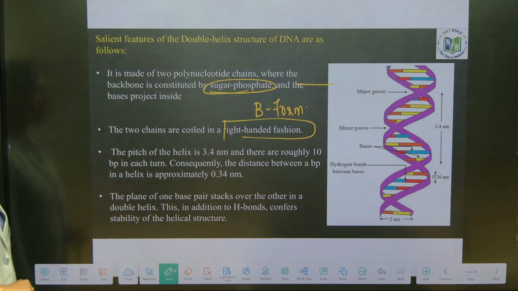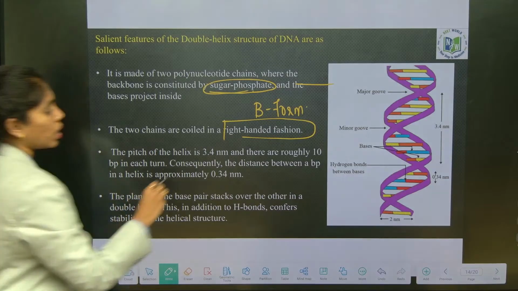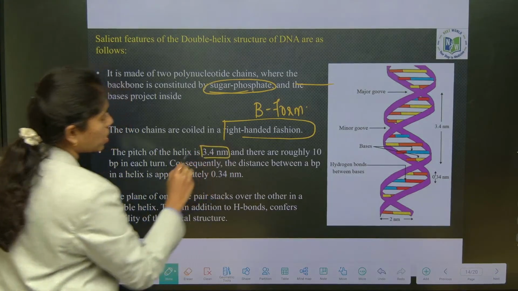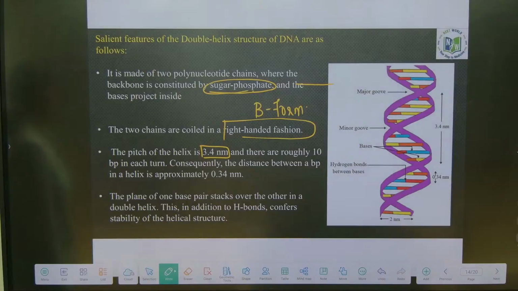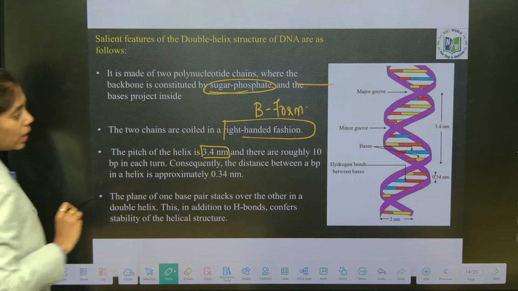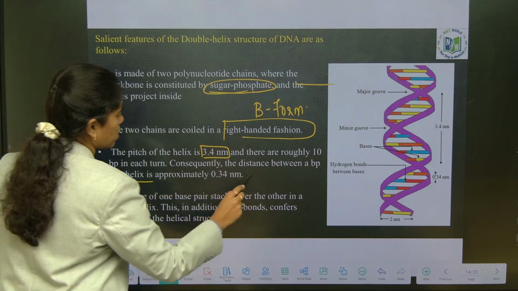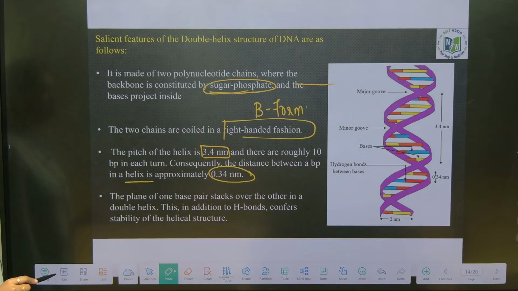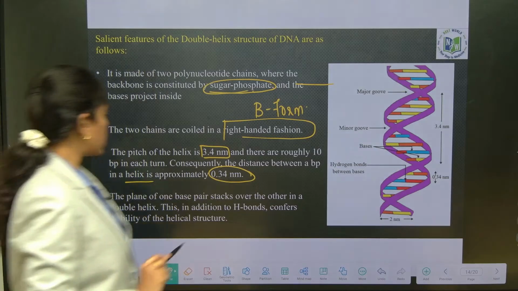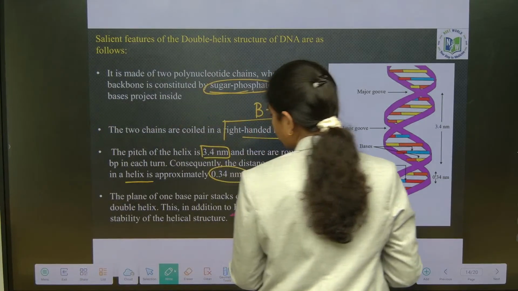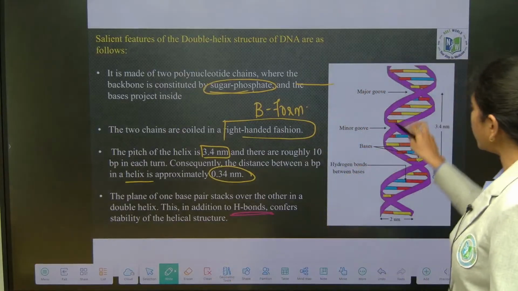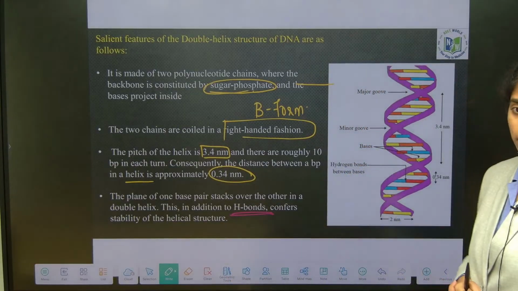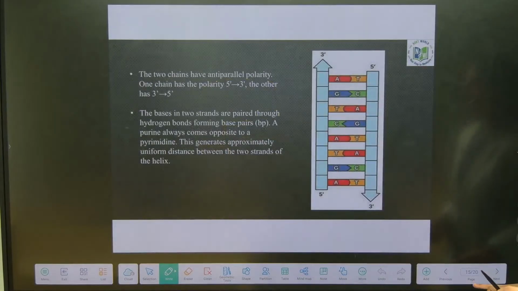And then the pitch of the helix is 3.4 nanometers and there are roughly 10 base pairs in each turn. Consequently, the distance between two base pairs is approximately 0.34 nanometers. The plane of one base pair stacks over the other in the double helix. This, in addition to hydrogen bonds, confers stability to the double helical model. Clear? These are the salient features.